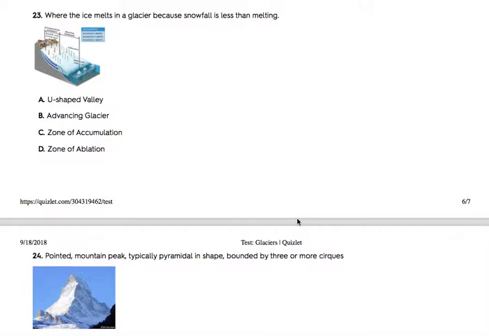23. Where the ice melts in a glacier because snowfall is less than melting. Is it A, U-shaped valley, B, advancing glacier, C, zone of accumulation, D, zone of ablation?